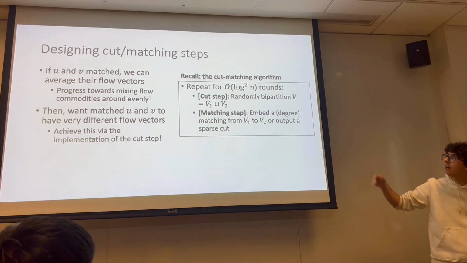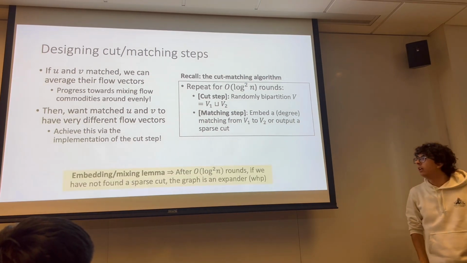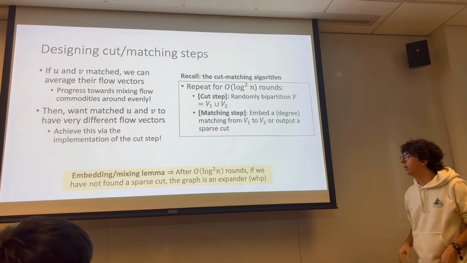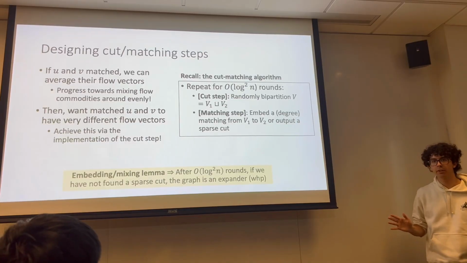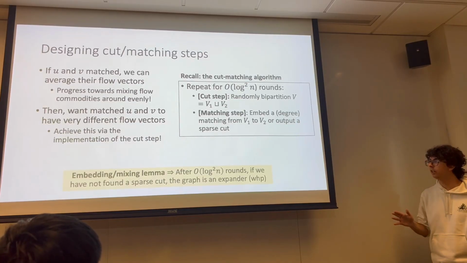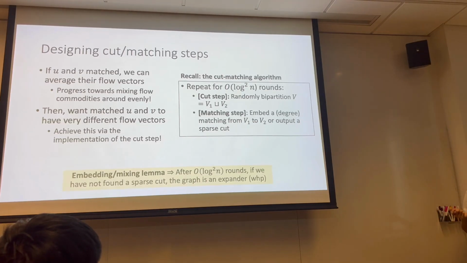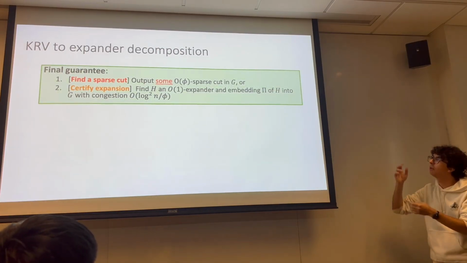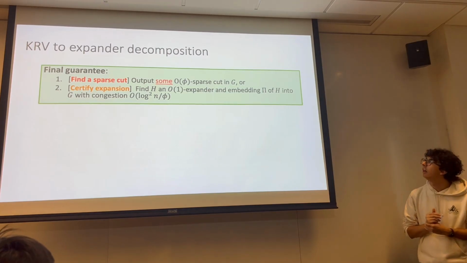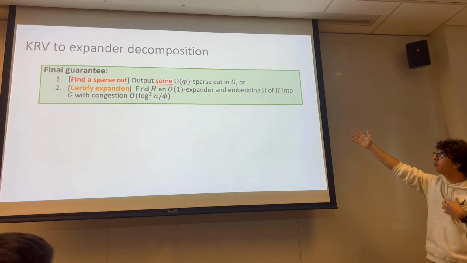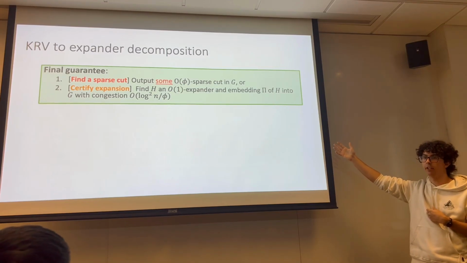And with this design of the cut and the matching steps, this embedding or mixing lemma will imply that after log squared n rounds, if you didn't find any sparse cuts in matching steps, and they all succeeded, you actually certify that the graph is an expander. Okay, so again, this is the result we get. You can do this efficiently, so this is really nice. And this allows you to implement the naive algorithm efficiently.